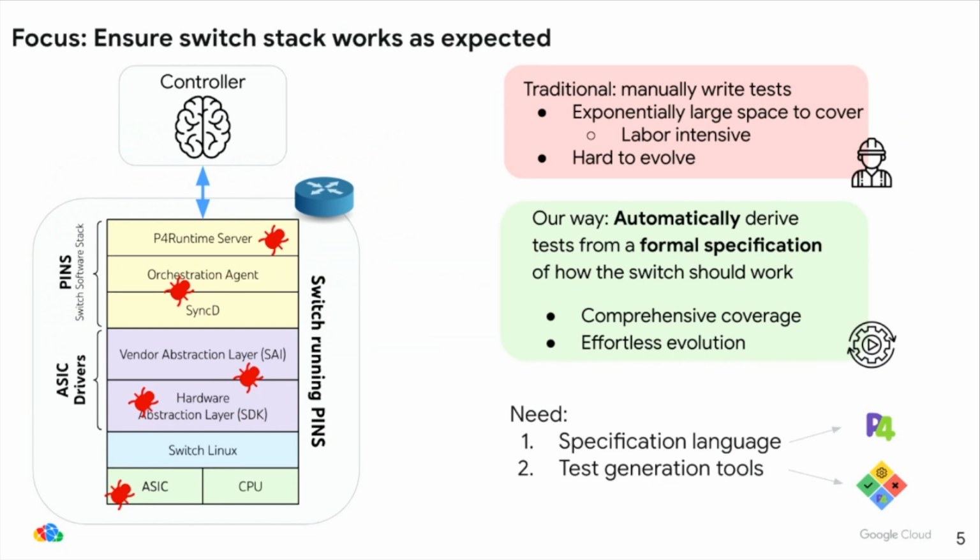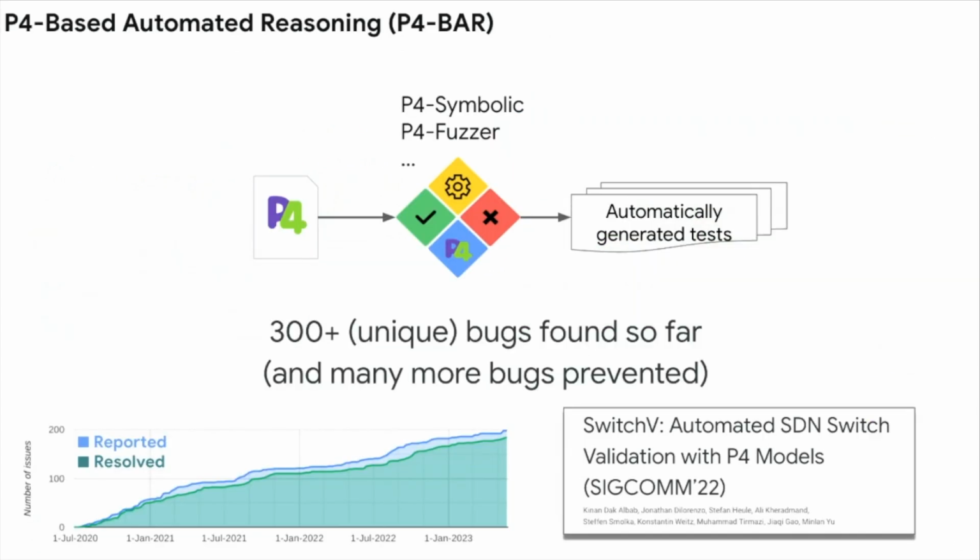And unlike traditional ways of writing manual tests, which is very labor intensive and hard to evolve once our expectations change, in our team, we automatically derive the tests from a formal specification of the switch. And as mentioned, we use P4 as the specification language, and it is the job of our team to create tools that take P4 as input and as output generate a bunch of tests for the switch. And we have been very successful in catching bugs before deployments of switches in production.